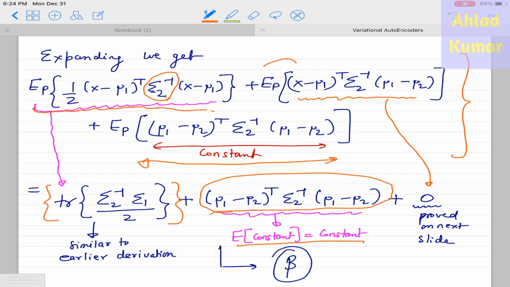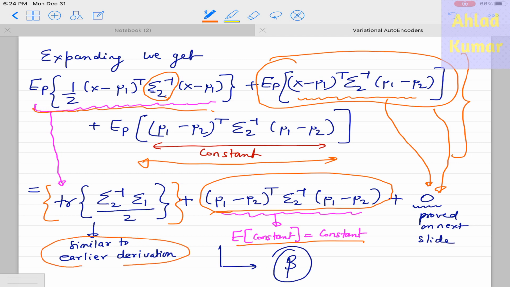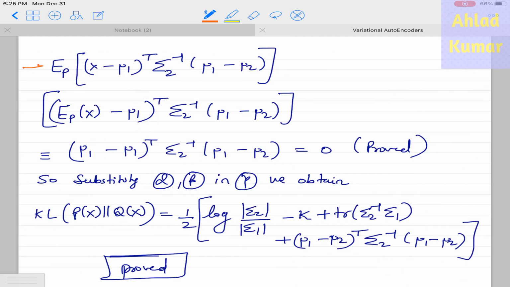And how about this expression? This expression actually results in a value of 0. We will see in the next slide how this 0 comes about. It is similar to the earlier derivation that we have already carried out, and you can follow that, with the difference that it has a sigma 2 inverse here. For proving this is 0, in the next slide we will discuss how it comes out to be 0. I am repeating this expression again.